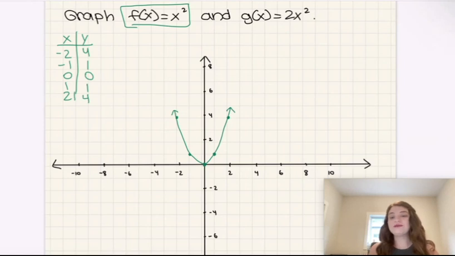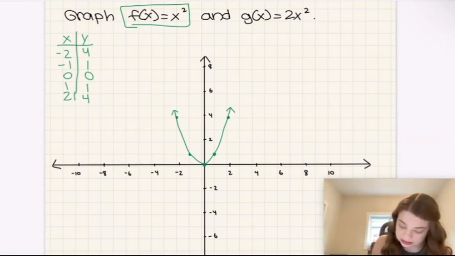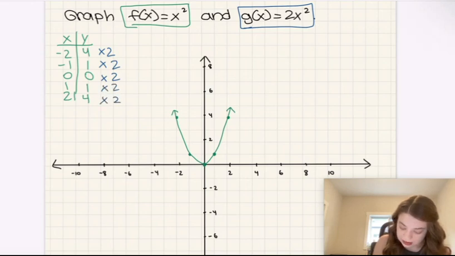Okay, now how would the graph differ if we put a 2 in front of the x squared? Well, that would mean we'd have to take x, square it, and then multiply it by 2. So essentially what we need to do is take all of these y values and multiply them by 2, right? So for g of x equals 2x squared, we're going to multiply 4 by 2, 1 by 2, 0 by 2, all of this.